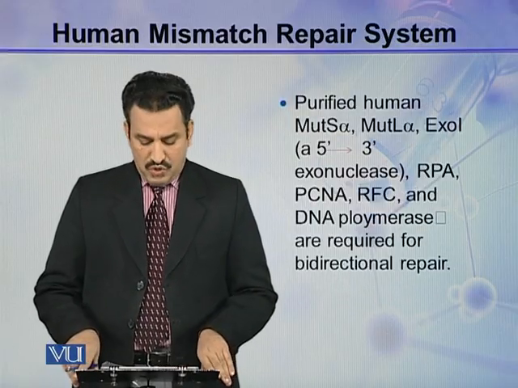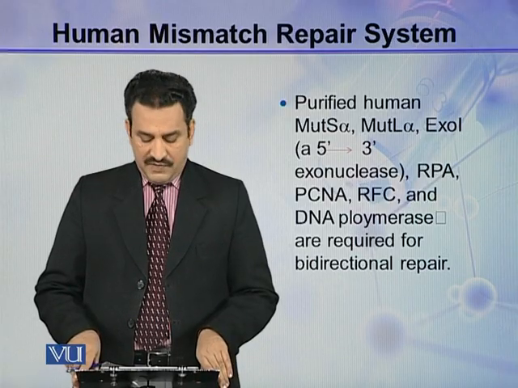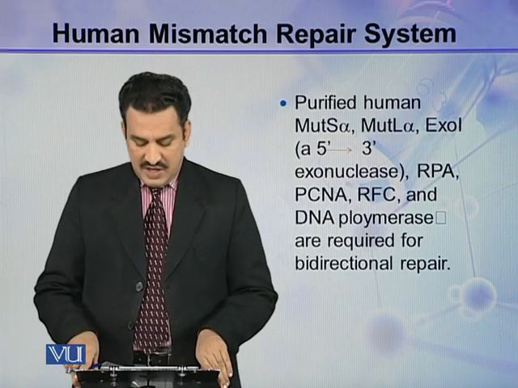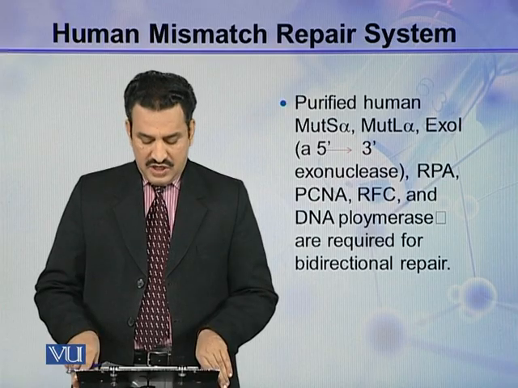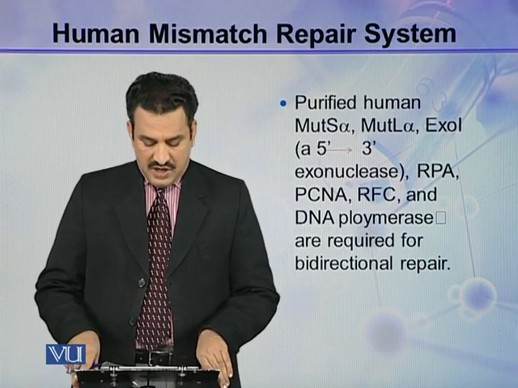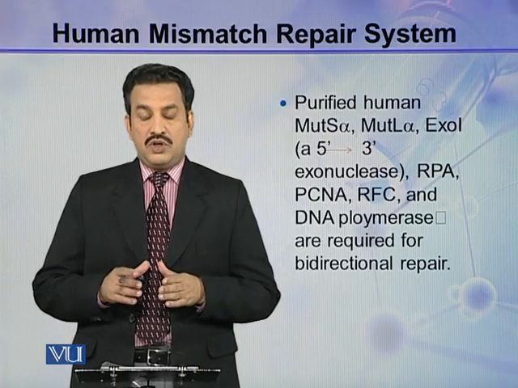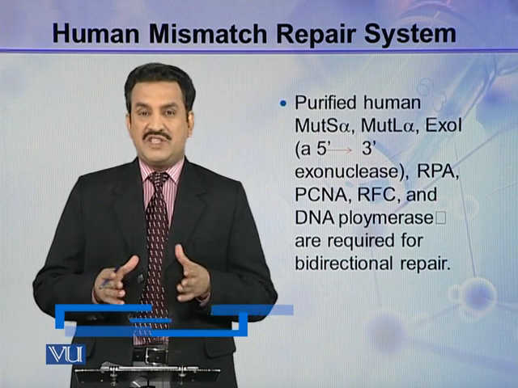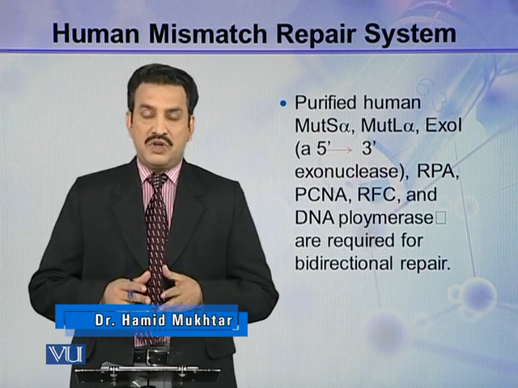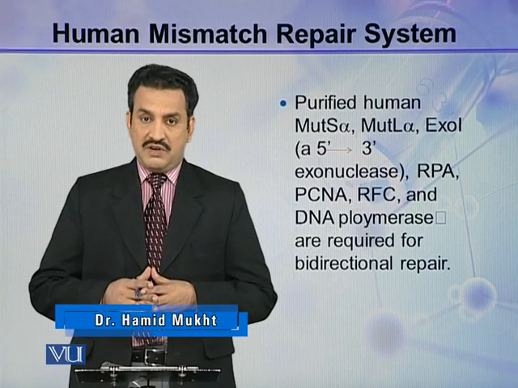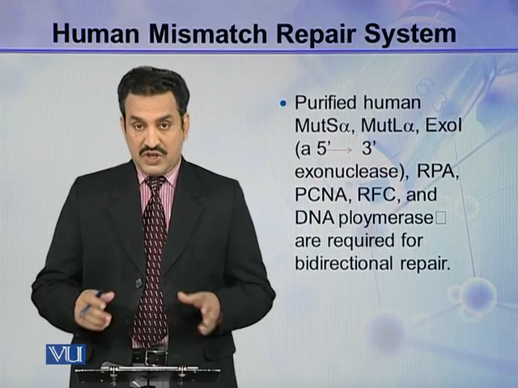Purified human MutS alpha, MutL alpha, Exo1. Exo1 is a 5' to 3' exonuclease. RPA, PCNA, RFC, and DNA polymerase delta are required for bidirectional repair. So you see a lot of enzymes and protein factors are required in human beings for this mismatch repair, and these include some enzymes as well as some protein factors.